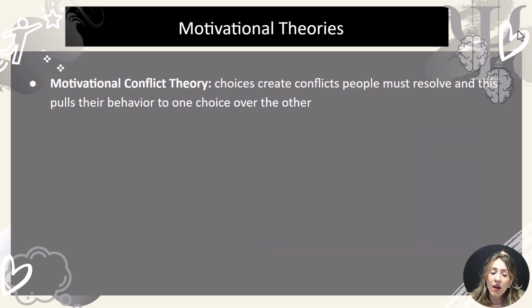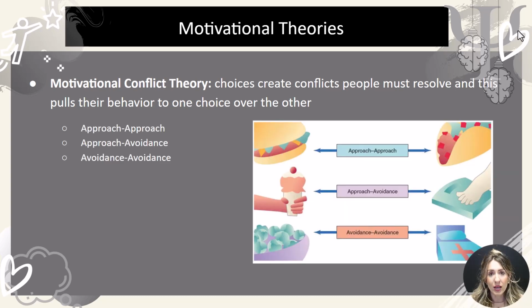And then finally, there's a theory that all throughout your life you have to make choices, and choices create conflicts. You have to choose, and people have to resolve the conflict, and then that resolution drives their behavior in one place or another. There are 3 different ways that we can look at these conflicts: an approach-approach conflict, an approach-avoidance conflict, or avoidance-avoidance.